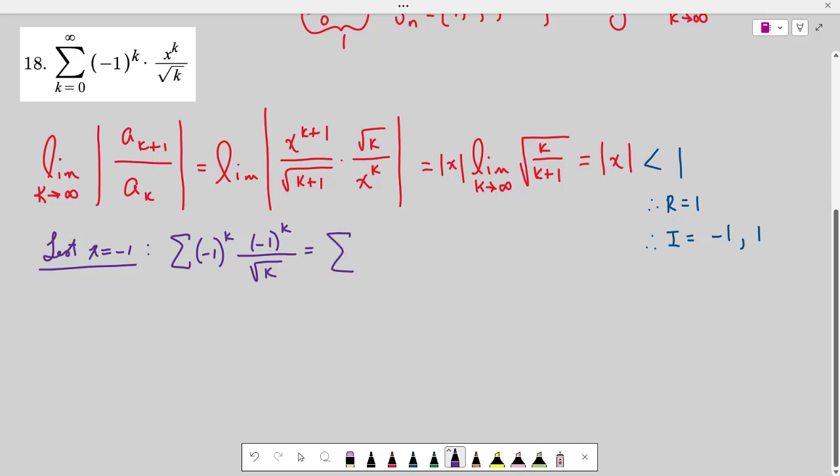What happens with these -1 to the k's? They simplify to 1. -1 to the k times -1 to the k is -1 to the 2k, which is 1. What kind of series is that? P series. What is the value of p? 1/2. So p equals 1/2. That's less than 1. Therefore, converge or diverge? Diverge. So that tells us -1 is excluded, so we use a parenthesis on the left.